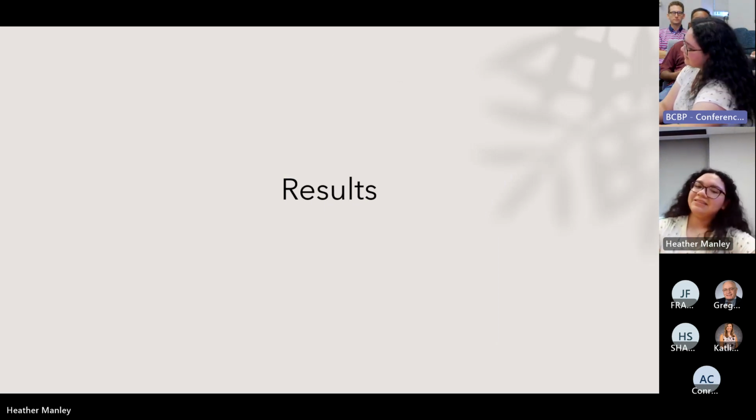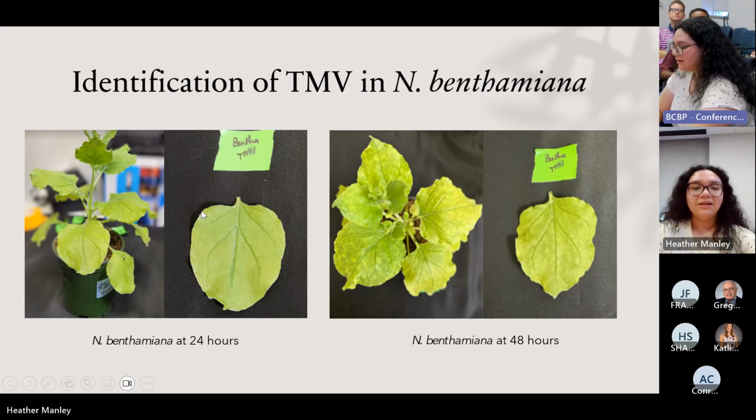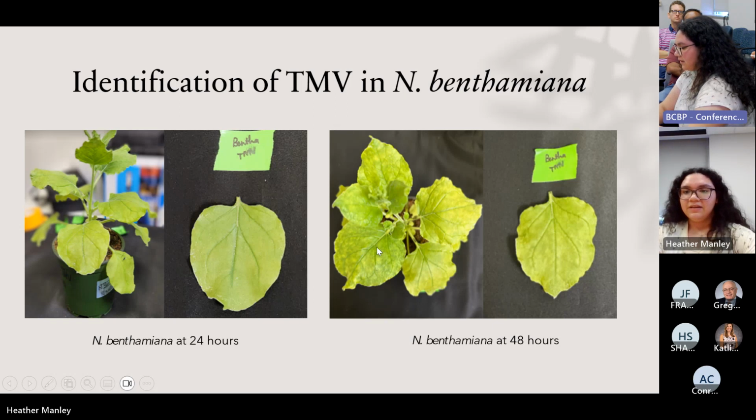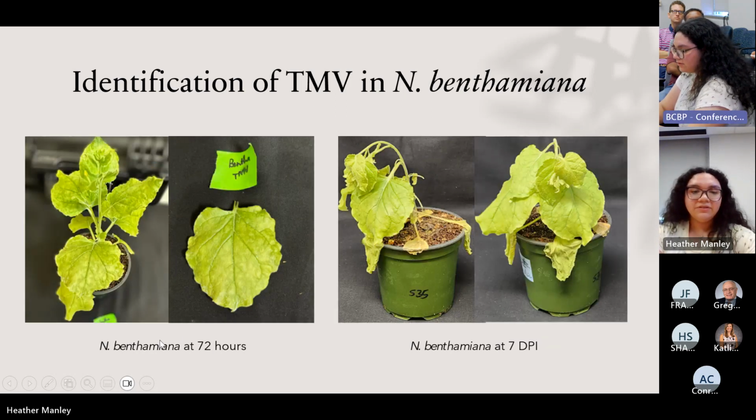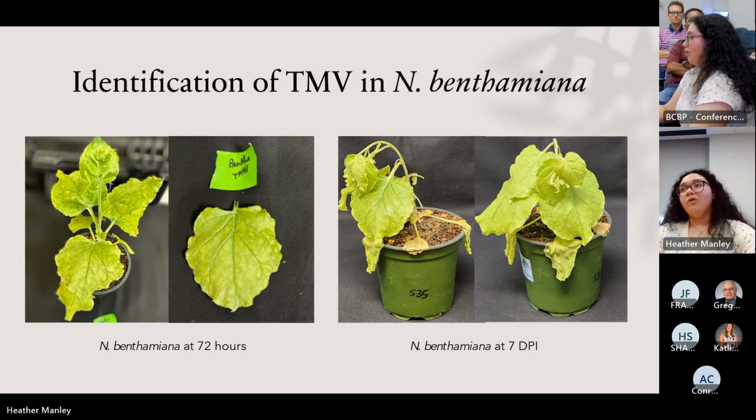And then for my results, okay, so here we have the 24-hour mark. There's not really much of a difference, but then at the 48 hours, you can see little blotches of mosaic, which is the discoloration. You can kind of see it. And then at 72 hours, you can see it a little more, but it's okay. And then at 7 DPI, that's when the plant started to wilt, which is ultimately what we wanted, I guess, yeah.